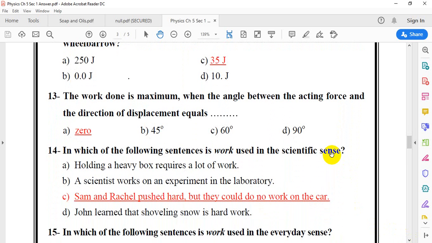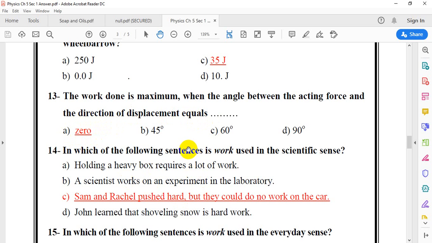The work done is maximum when the angle between the acting force and the direction of displacement equals 0. When the force and displacement are in the same direction, when the angle equals 0, the work is maximum.